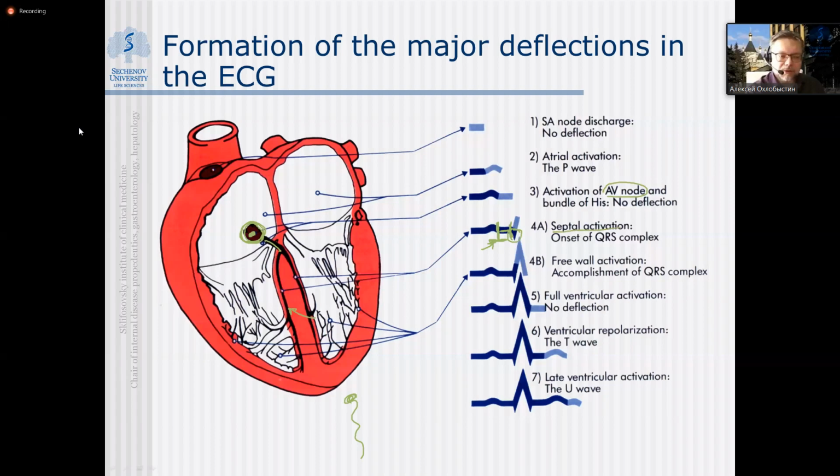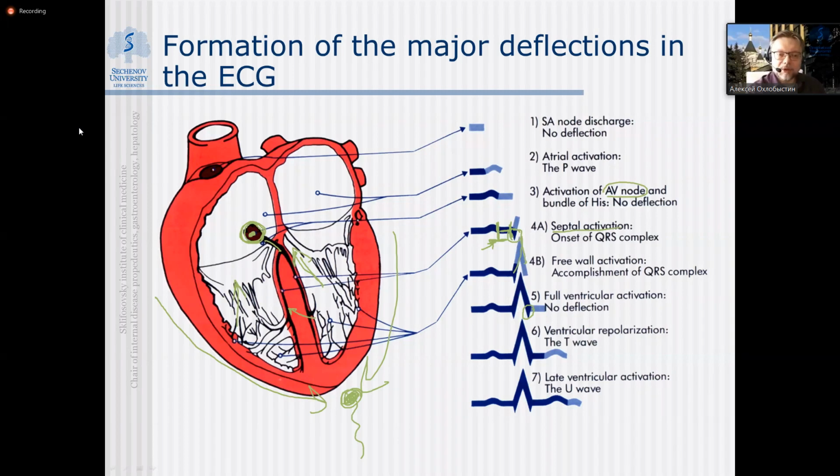Then there will be activation of the free wall of the ventricular complex. It will go toward the apex, toward our exploring electrode, and therefore we'll get a positive deflection. Then there will be activation of the outlets of the ventricles. It will again be toward the pulmonary artery and the aorta, away from our exploring electrode, so we'll get a negative deflection. So up to now we have 3 phases of the ventricular complex, but it's not all.